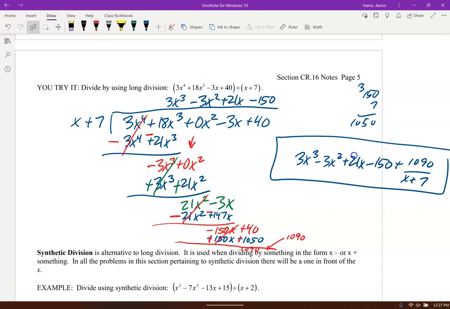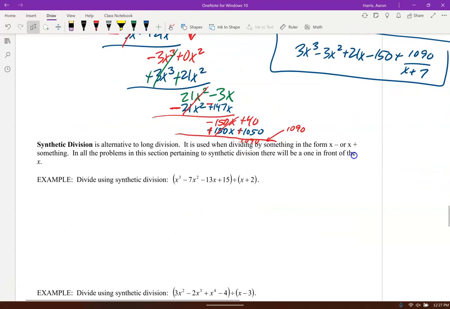Well, that brings us to, you can probably see how tedious this can get, right? A little bit time consuming for some of these problems. There's a shortcut method called synthetic division that is doing this same division algorithm, but it just kind of shortcuts the process for you. But you can only use this synthetic division process when you're dividing by something of the form x minus k. K, of course, is a number, okay? That's the only time you can use synthetic division.